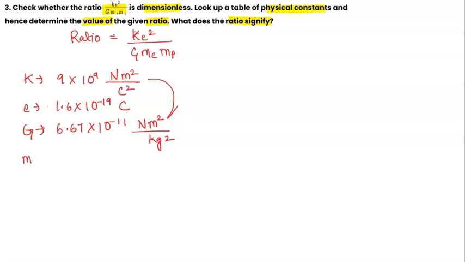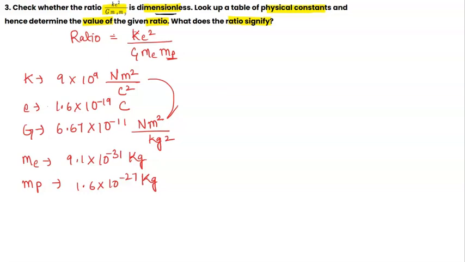Now next is m_e. m_e is the mass of the electron, and the value is 9.1 into 10 to the power minus 31 kg. This is in kg but it is so small; it is one of the smallest things in the universe. Next is the mass of the proton, which is 1.6 into 10 to the power minus 27 kg. So these are the values. We need to prove that this is dimensionless.